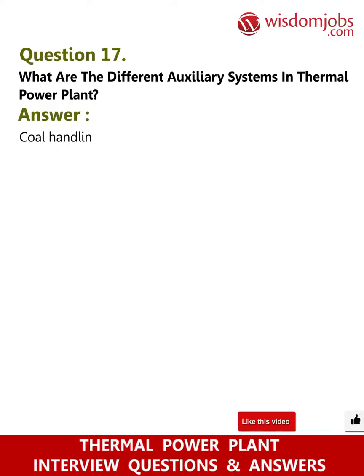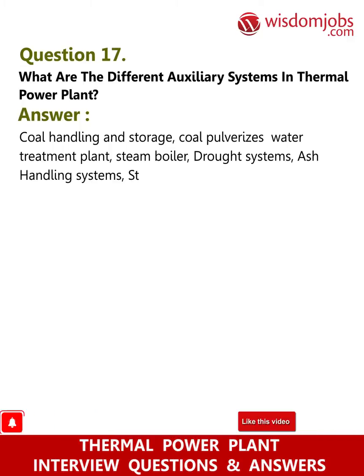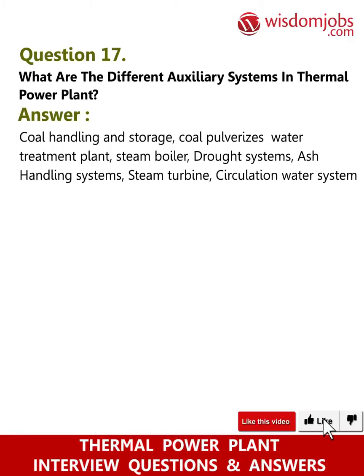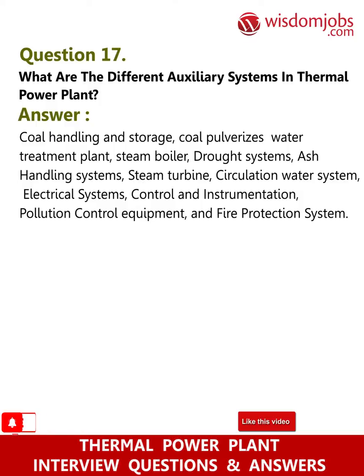Answer. Coal handling and storage, coal pulverizers, water treatment plant, steam boiler, draught systems, ash handling systems, steam turbine, circulating water system, electrical systems, control and instrumentation, pollution control equipment, and fire protection system.